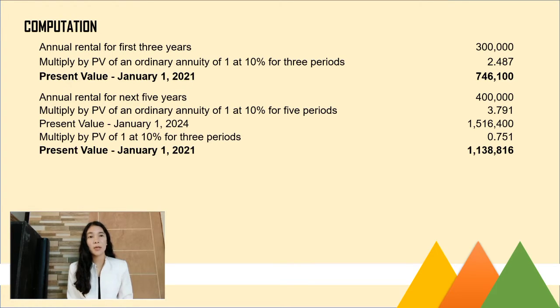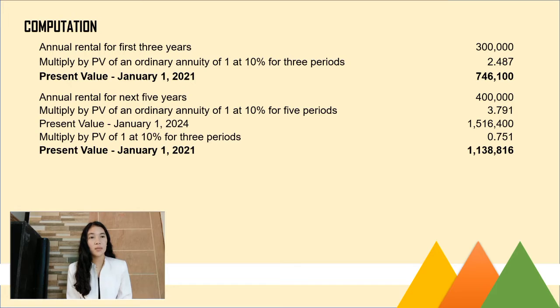Then next is the annual rental for next 5 years, which is 400,000. Then imumultiply ulit natin siya sa present value ng ordinary annuity, pero hindi na natin siya imumultiply doon sa 3 periods na ginamit natin kanina. This time, imumultiply natin siya sa present value ng ordinary annuity of 1 at 10% for 5 periods, which is 3.791. So the present value as of January 1, 2024 is 1,516,400.